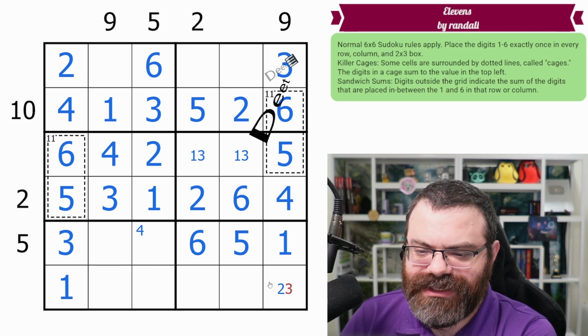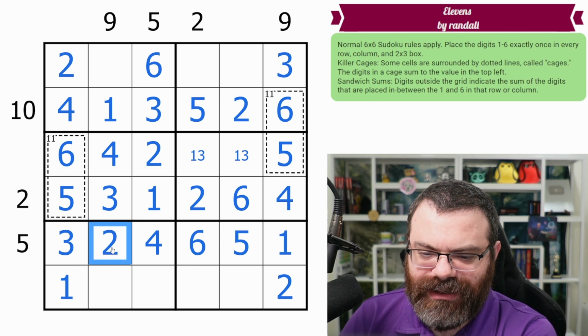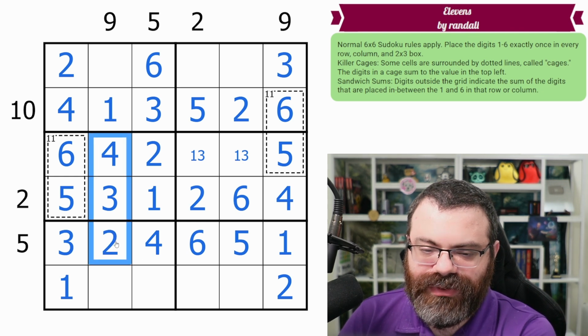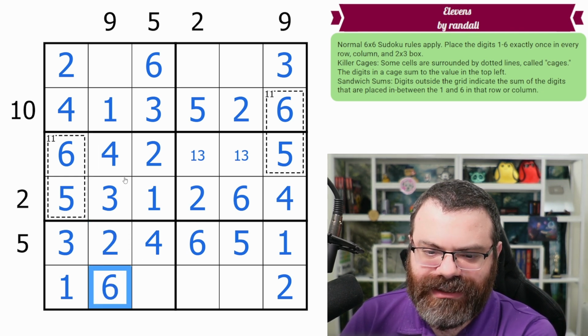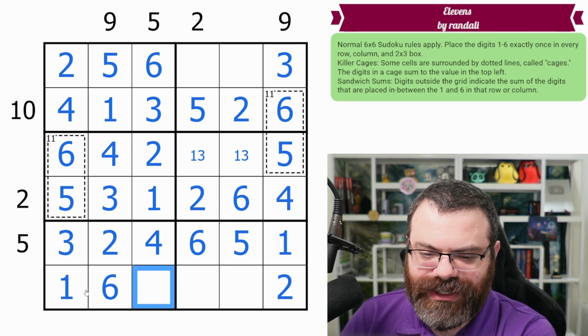Okay. We do it in the corner. That's a 2. Here's our 4. And this is a 2. So 2, 3, 4 does add to 9. We put the 6 there. Here's our 5. All right, I think we just Sudoku now.